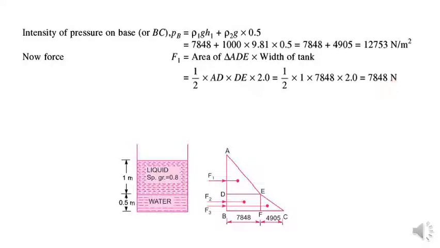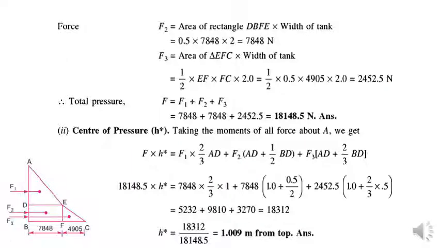So it will be 7848 Newton. For the second area, it will be the area of the rectangle multiplied by the width of the tank, the same 7848 Newtons. For the third, again it will be a smaller triangle multiplied by the width of the tank, and it is going to give you this answer. So in this particular case, you are going to calculate the total force by summing up all of these individual forces. So F1 plus F2 plus F3 is going to give you the answer 18148.5 Newtons.